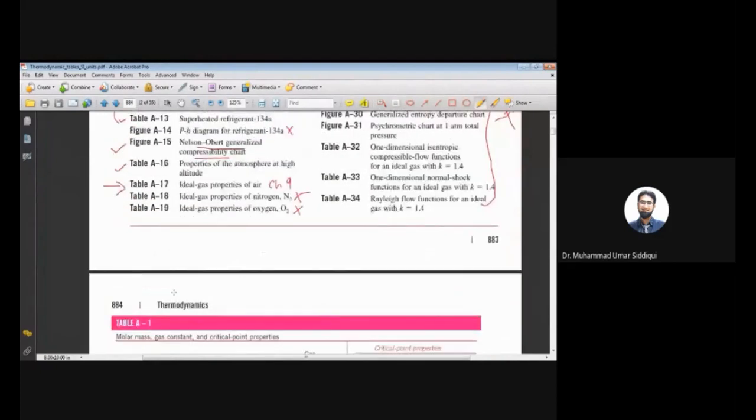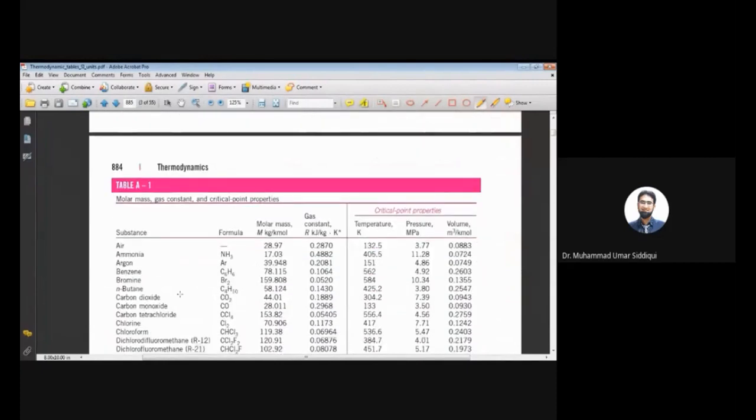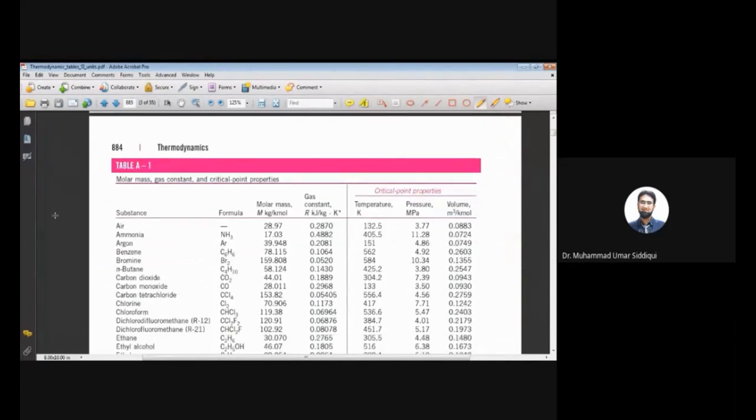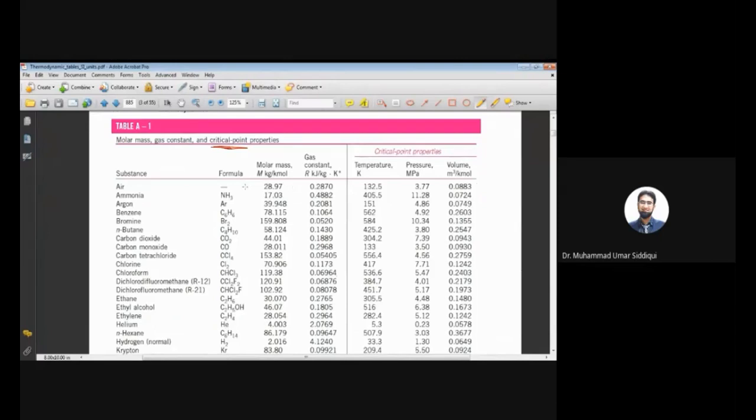So let's move on one by one. Because this chapter is about thermodynamic tables, we're going to spend some time and study those tables. Table A1, you can see here, what do we have in table A1? We have molar mass, gas constant, critical point properties. Now you know what a critical point is. We discussed the critical point in the phase diagram or the property diagrams.